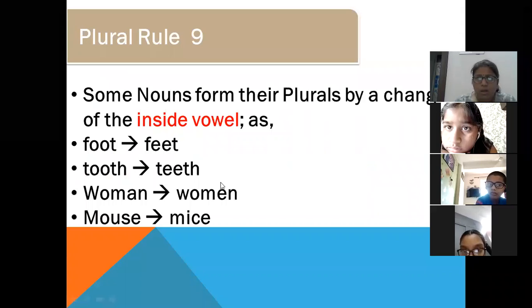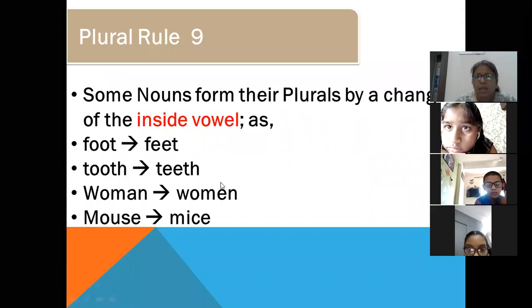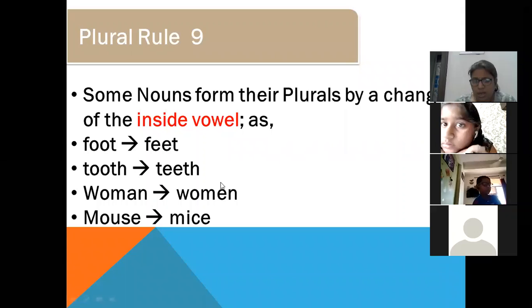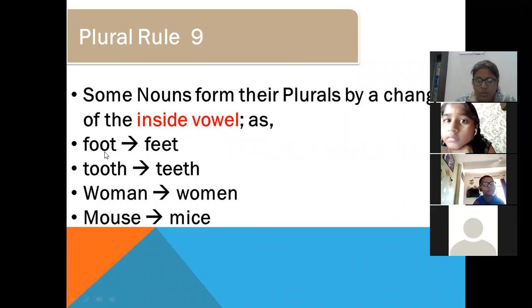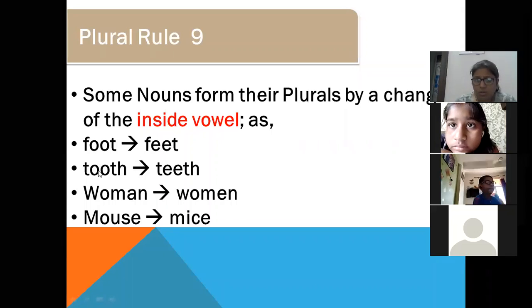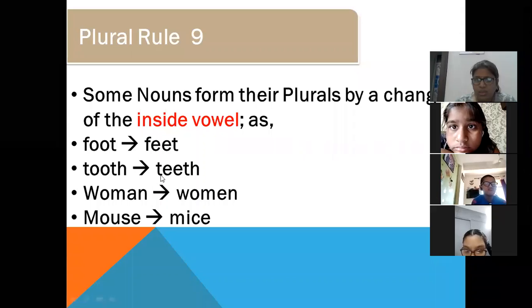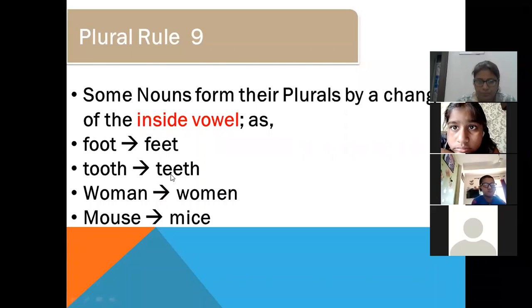Okay. Now, rule number 9 says that sometimes some nouns form their plural only by changing the inside vowel. Like here, foot. Double O is changed into double E and it is becoming feet. Tooth, teeth. Woman, women. So A is changing into E, and double O is changing into double E.